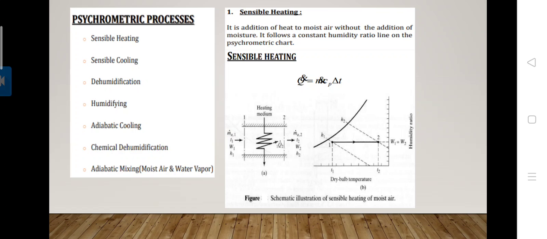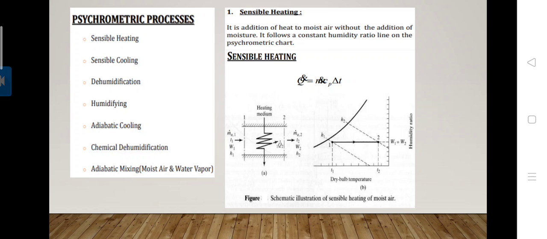First is sensible heating, and also sensible cooling. Here in the diagram we can see a sensible heating diagram where the inlet air goes through the heating medium. Sometimes the heating medium is taken as a heating coil. The inlet air temperature is small t1, the outlet air temperature is small t3, and t2 is the heating coil medium temperature.